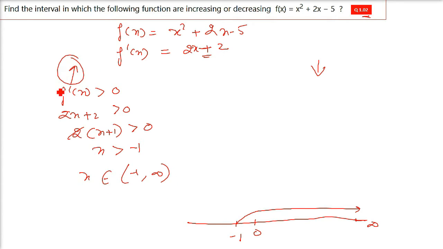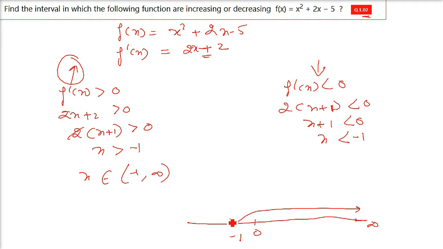Here it is increasing. What about decreasing? f dash x should be less than 0. Same thing here: 2x plus 2 should be less than 0. Now divide both sides by 2. So x plus 1, sorry, x less than negative 1. It is saying anything which is lesser than negative 1, and it goes up to where? To negative infinity. So x should belong to minus infinity to negative 1. Here it will be decreasing. So here increasing, here decreasing.